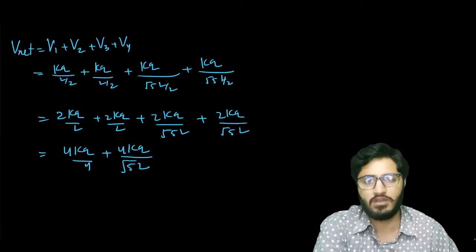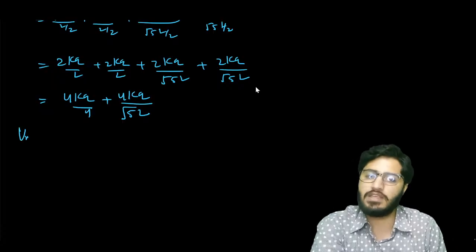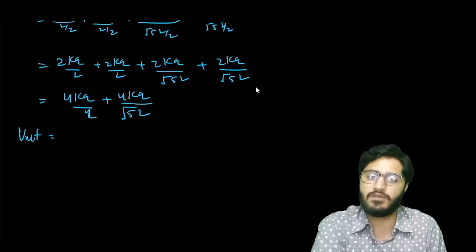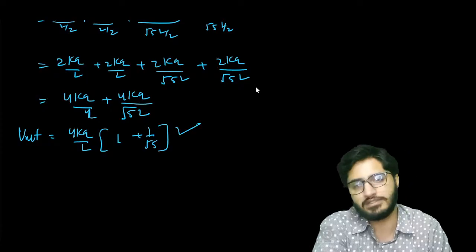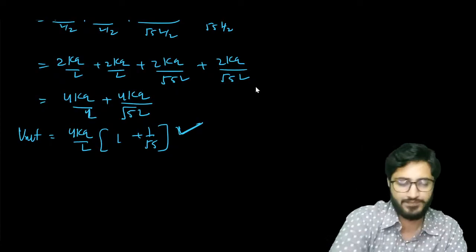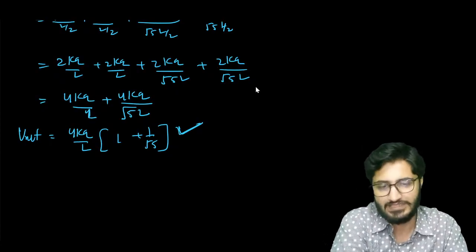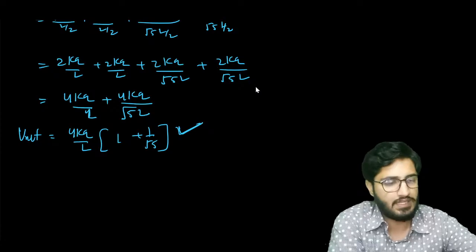Okay. So what is V net now? V net equals to, I guess I can take what? It is L here now. I will take 4KQ divided by L common. Then I have 1 plus 1 by root 5. This is my answer. This one is my answer. Is this easy?